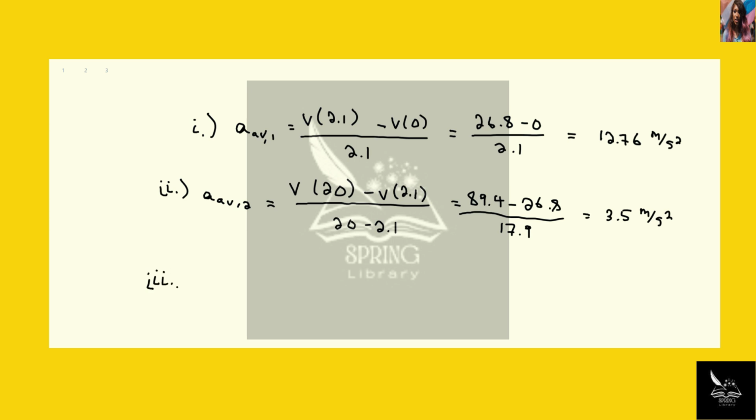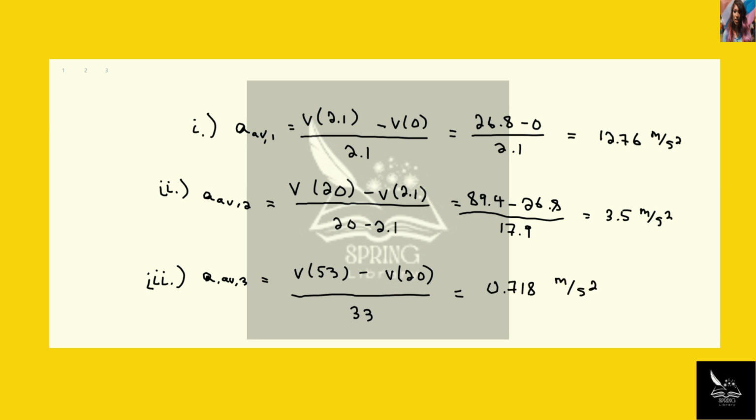And then lastly, the average acceleration of the last bit is velocity at 53 seconds minus velocity at 20 seconds over 53 minus 20, which is also known as 33. And so plugging in the values here, similar to the previous steps, I get 0.718 meters per second squared.